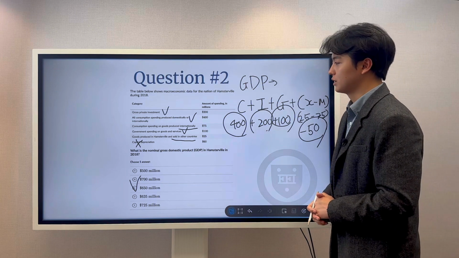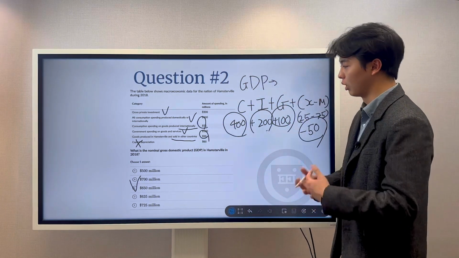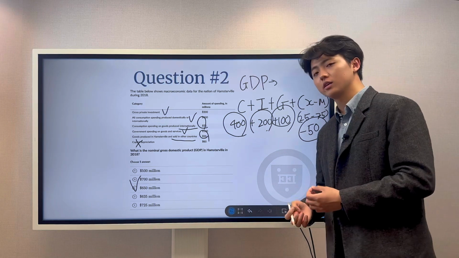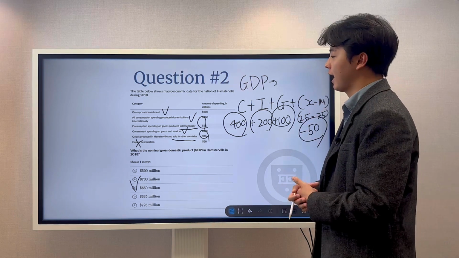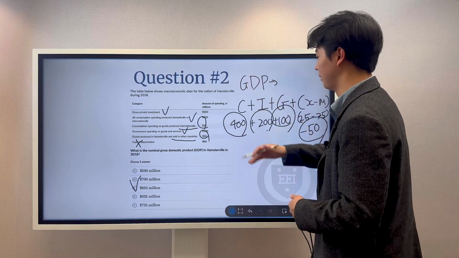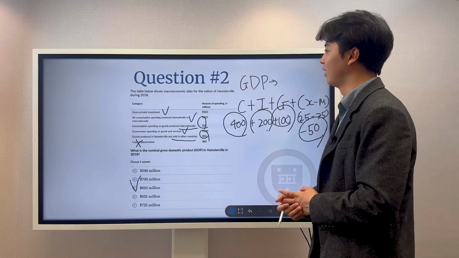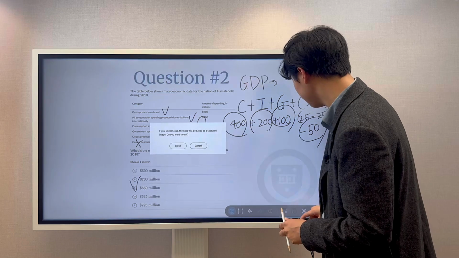I think a lot of students either get these two parts, imports and exports, wrong, or don't know the formula for GDP. That's number two. But finally, I think a lot of students mistake nominal GDP for real GDP and they get confused. So please, it's a very simple question. Add the numbers, know the formula, plug them in, and that's all you need to do for this question. Let's move on to the next question.